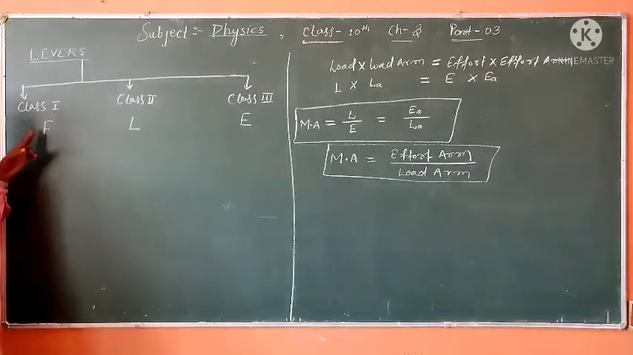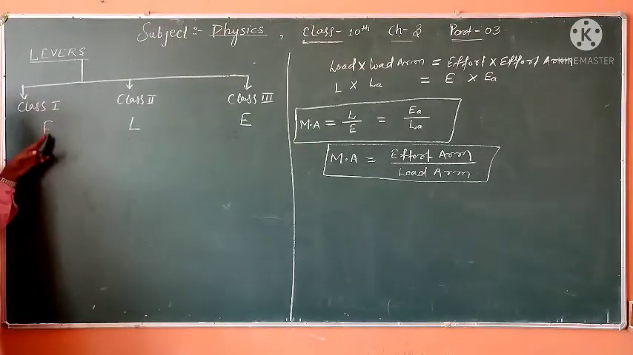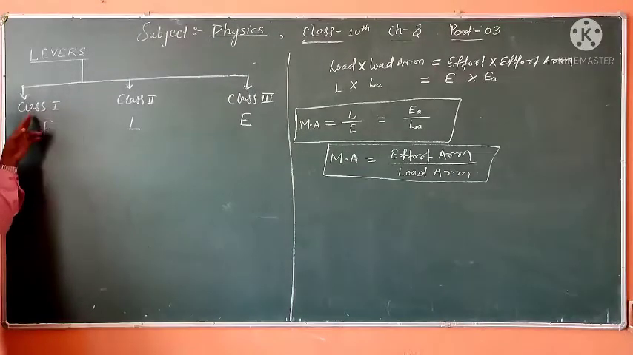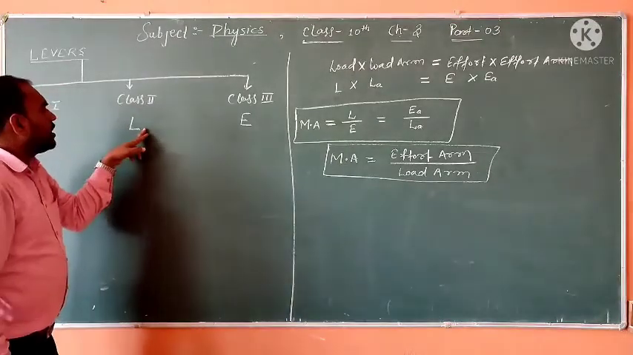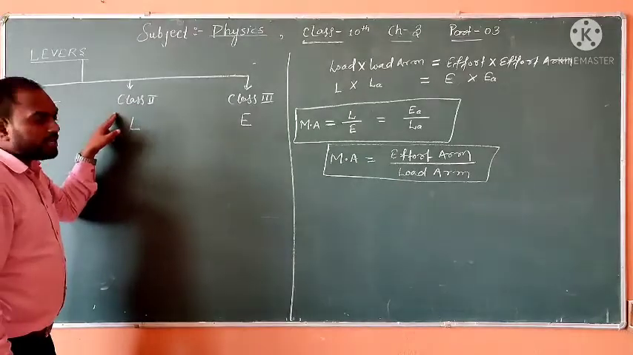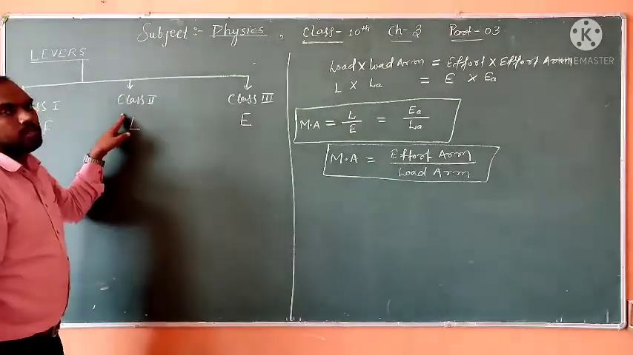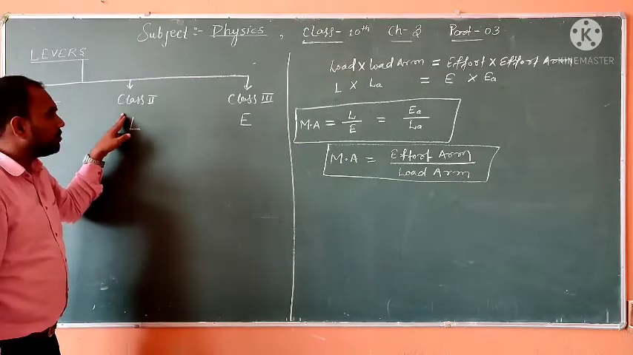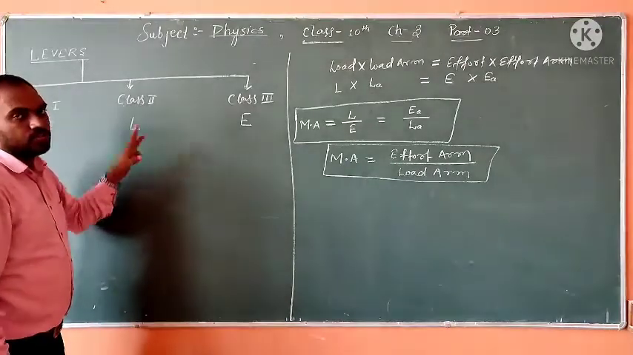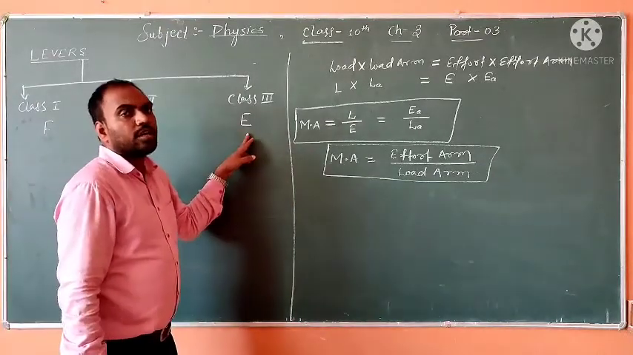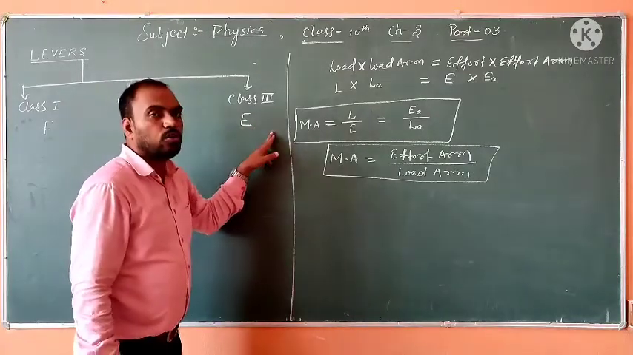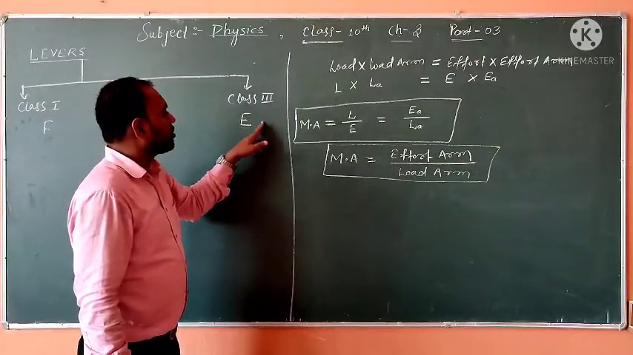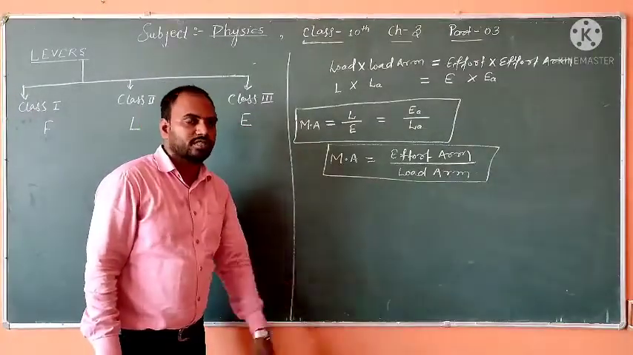Class 1 lever: the lever in which the fulcrum is in the middle between load and effort. That type of lever is called class 1 lever. The lever in which the load lies between the effort and fulcrum is called class 2 lever. The lever in which the effort lies between the fulcrum and load is called class 3 lever. I hope you are able to understand.